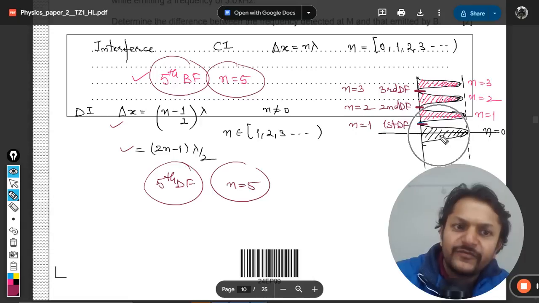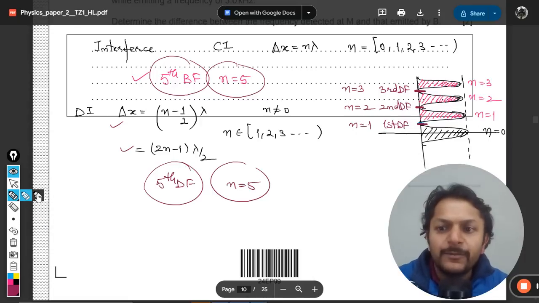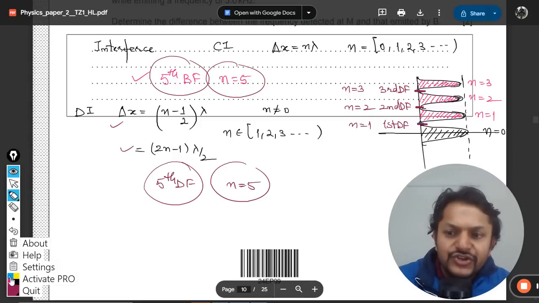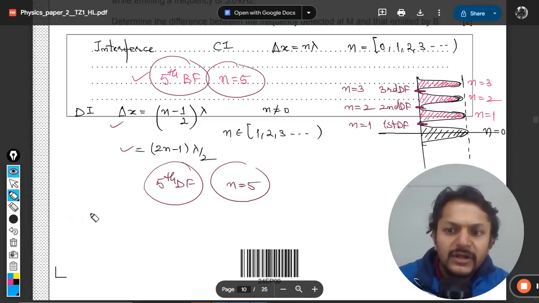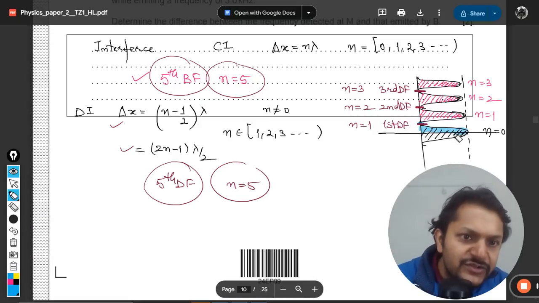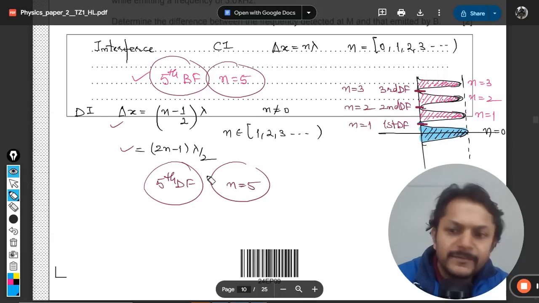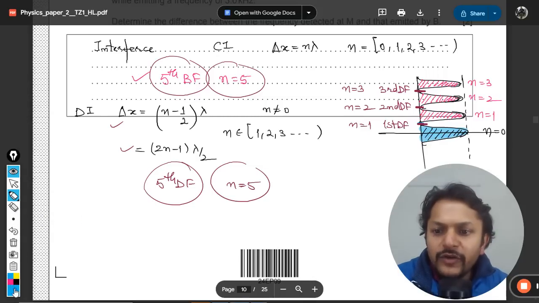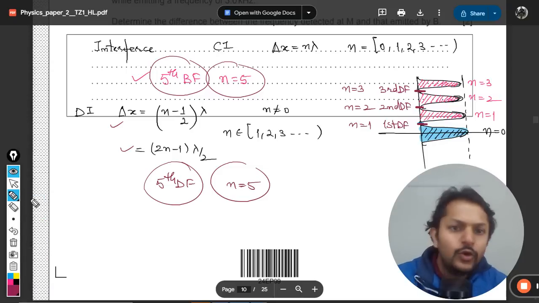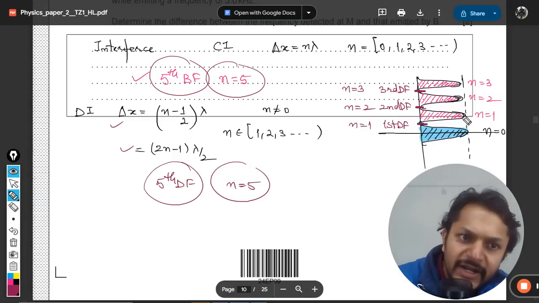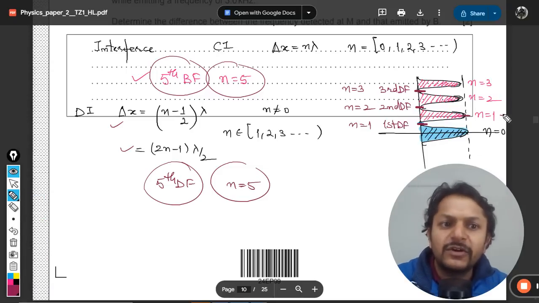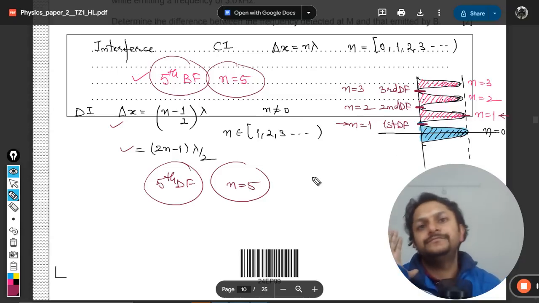This first fringe is called the central bright fringe. Just a moment. Yeah, this is the central bright fringe. No confusion at all. This is the first bright fringe for which n is equal to 1. This is the first dark fringe for which n is equal to 1.